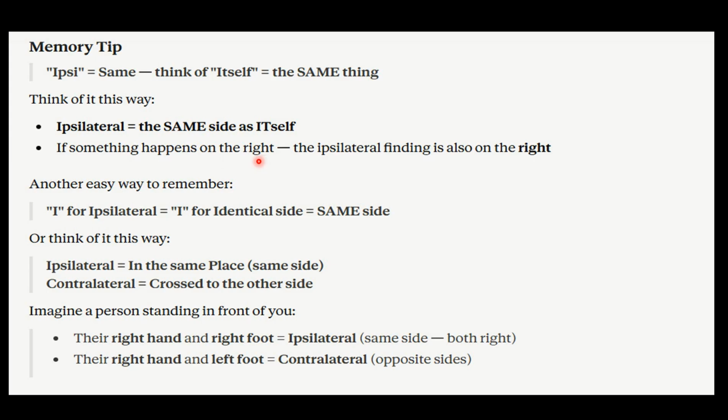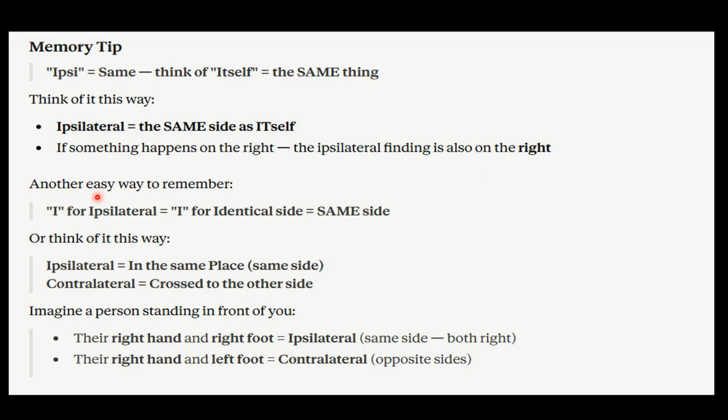So if something happens on the right, the ipsilateral finding is also on the right side. That is very important. Okay, so let's say if something happened on the right side of the body, or maybe on the left side of the body, then in that case the ipsilateral finding will also be on the left or right according to the situation. If everything is on the right side, the ipsilateral finding will also be on the right side. But if something happened to the left side, then the ipsilateral finding is also on the left side.